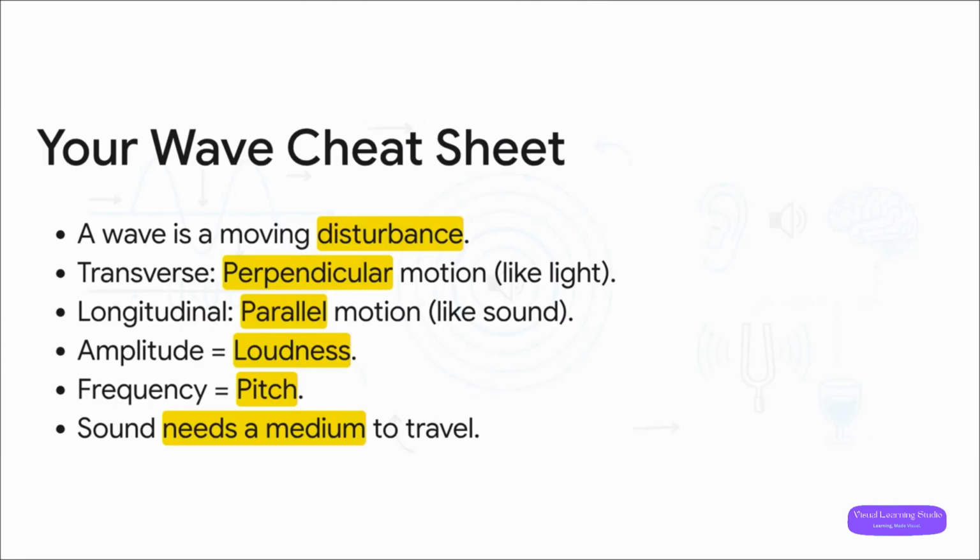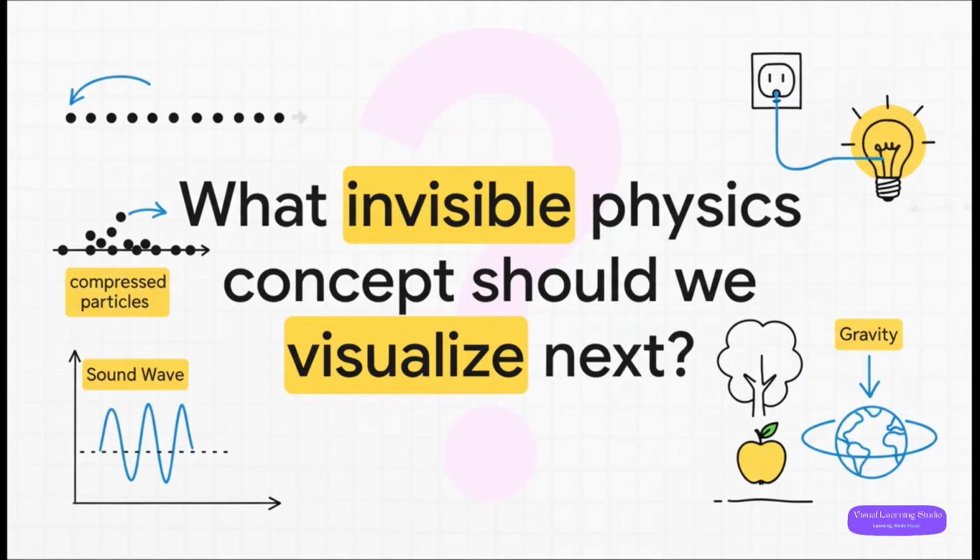And here it is, everything we've talked about, all in one place, your cheat sheet. A wave is just moving energy. Transverse is perpendicular motion, think T. Longitudinal is parallel motion, think L. Amplitude is loudness. Frequency is pitch. And sound absolutely needs a medium to travel. These are the big ideas. Think about where we started, with confusing lines on a page. And now you have a clear mental picture of what a sound wave actually is and how it moves.